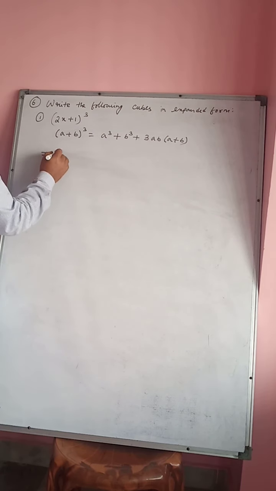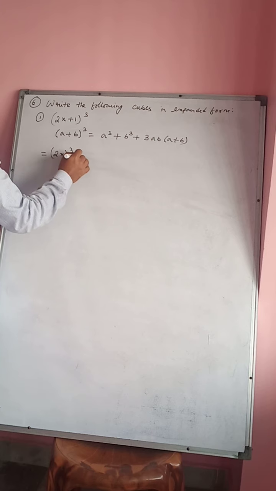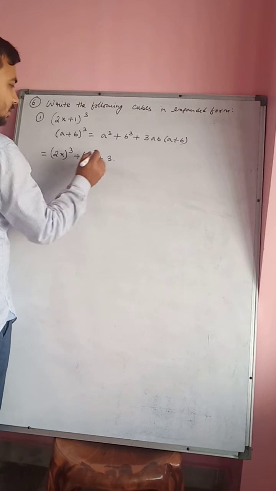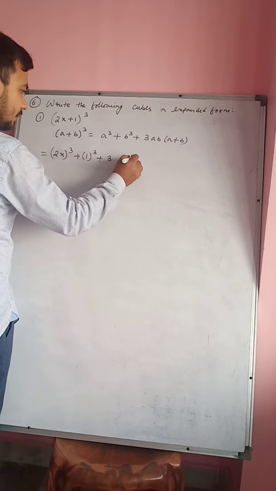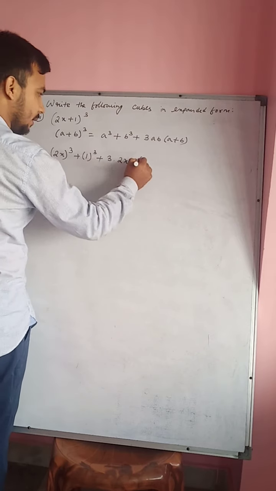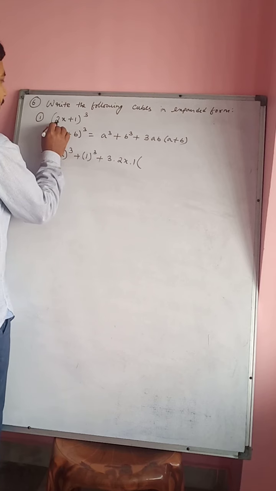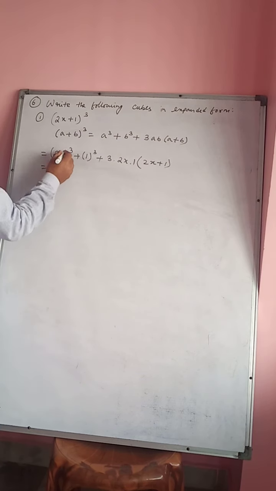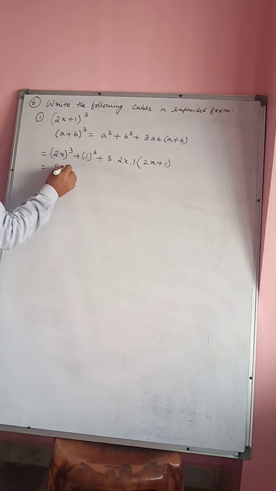This is my a cube, this is b, so b cube, plus 3 into a means 2x, b means 1, and in bracket I will write a plus b, means 2x plus 1. So now what is 2 cube? 2 cube means 8x cube.